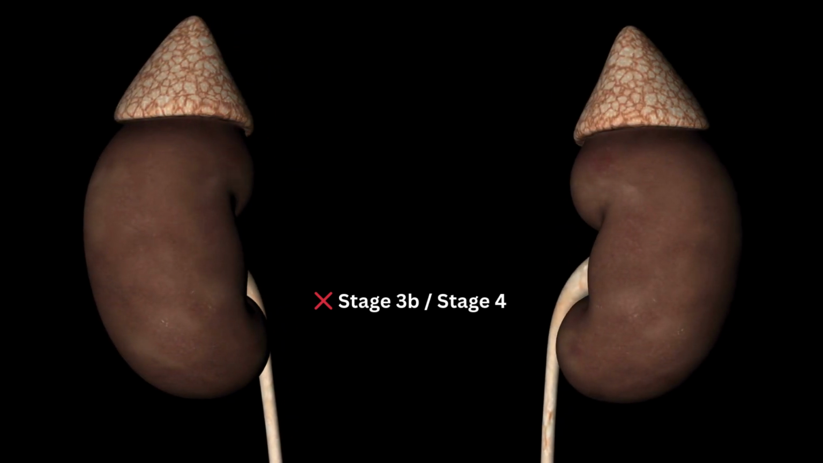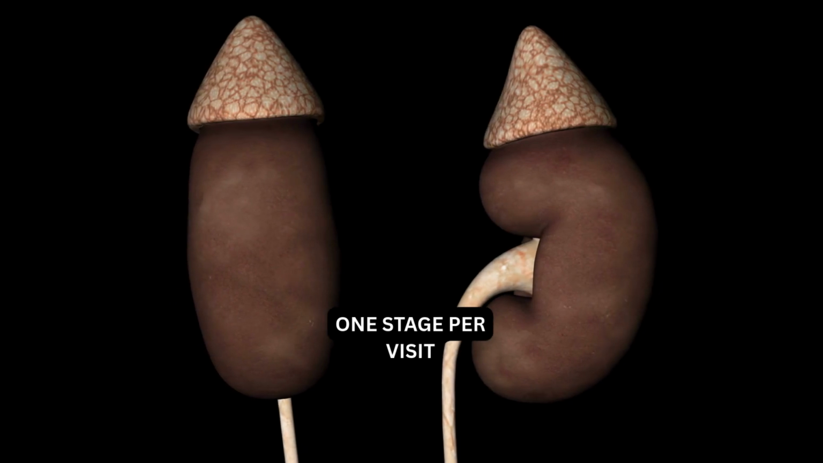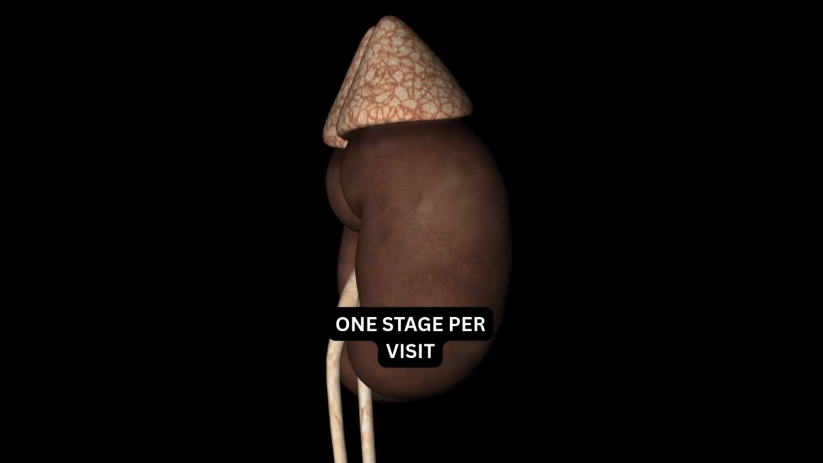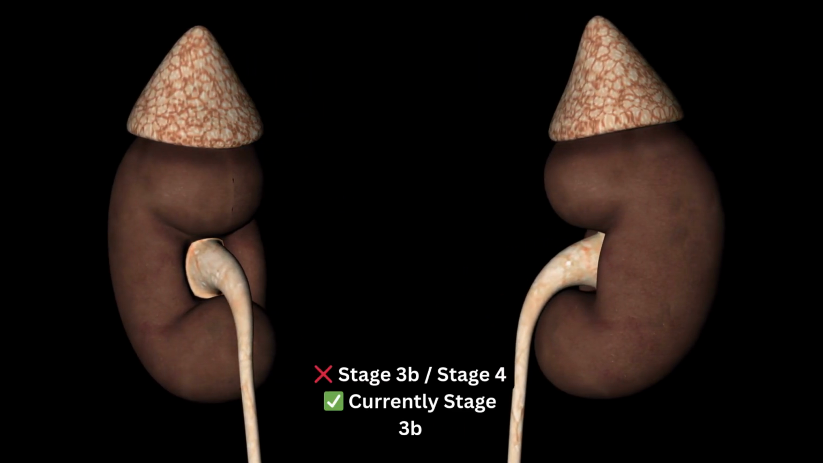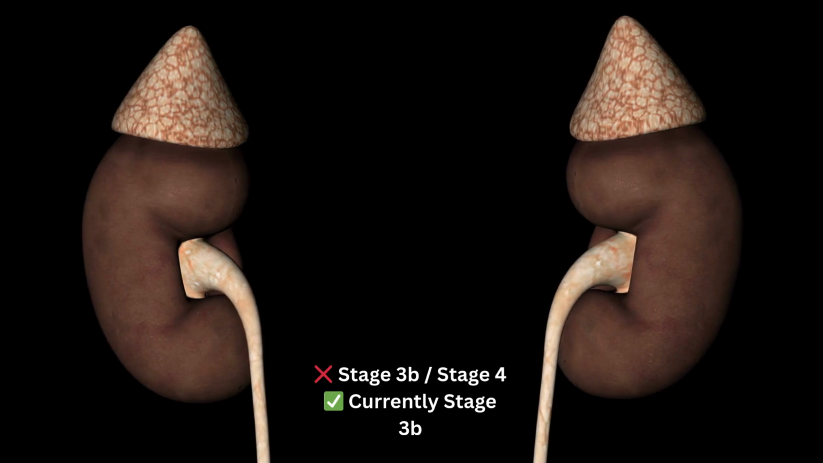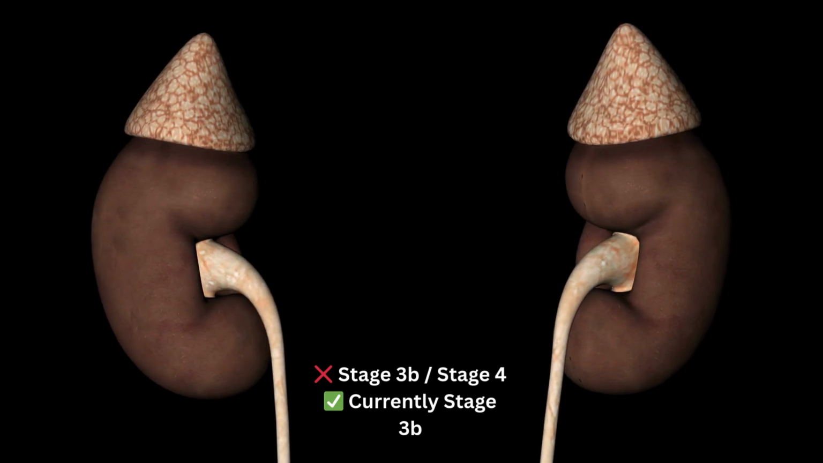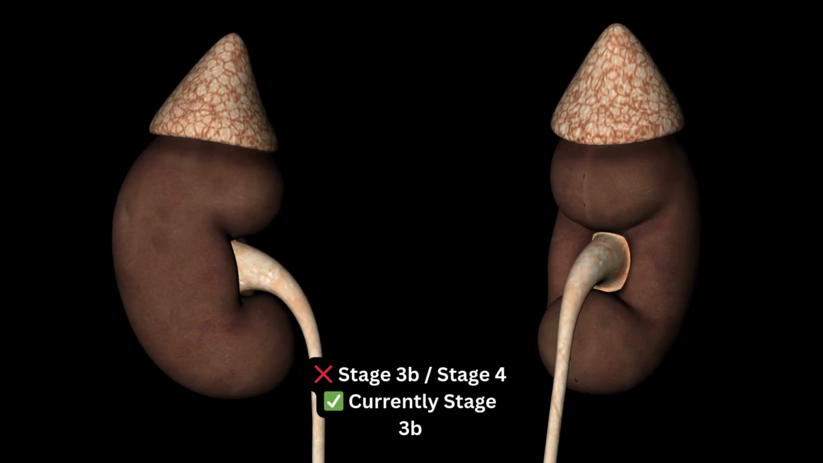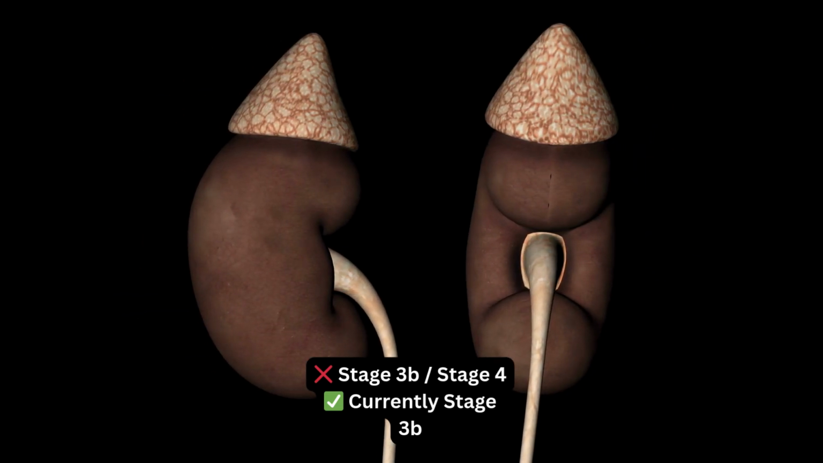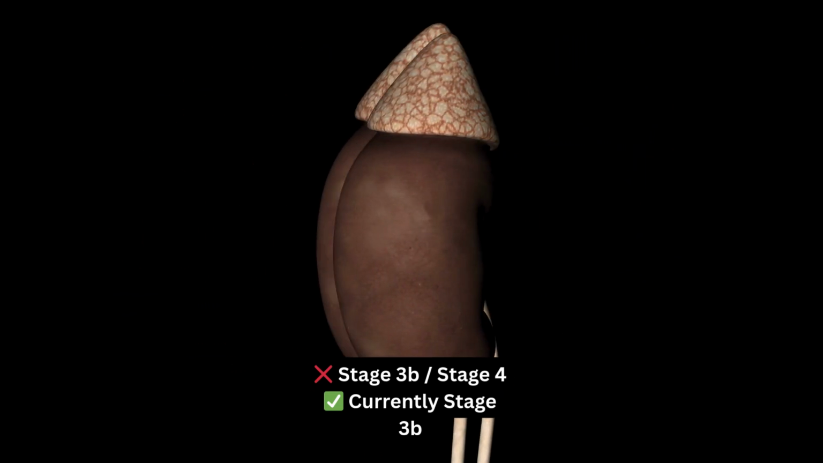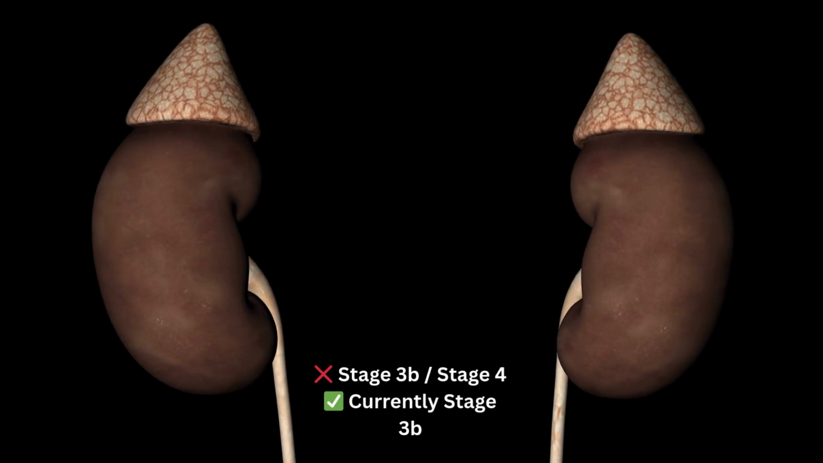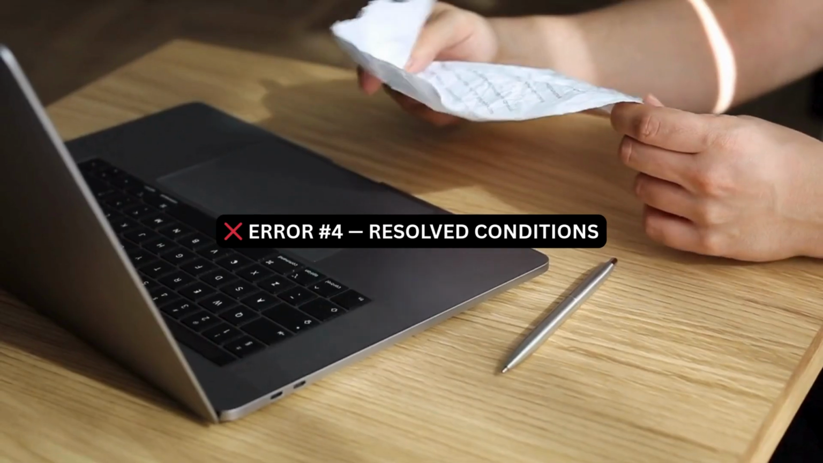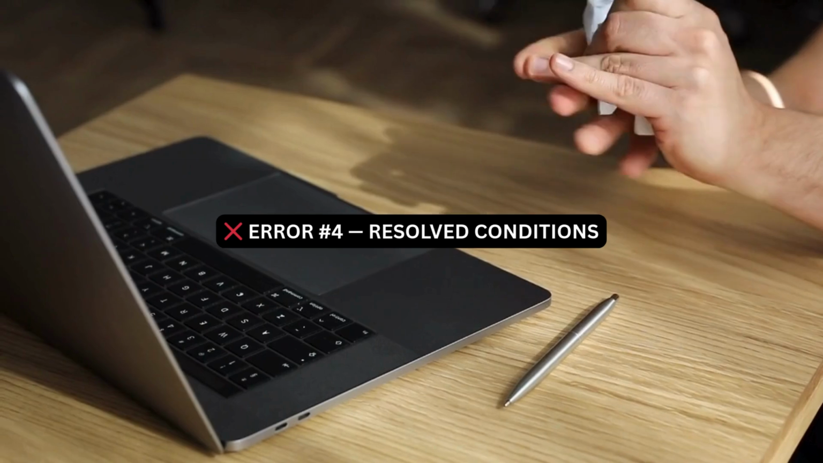A patient can only have 1 stage of CKD per encounter, and this is what is current on the date of service. Patients often fluctuate between CKD stages. However, the provider needs to clearly document which stage applies today. For example, patient fluctuates between CKD stage 3B/stage 4, currently CKD stage 3B based on labs. That clarity is critical.